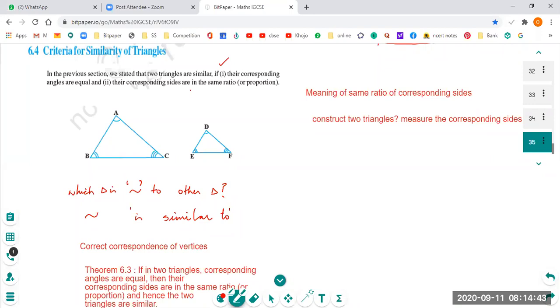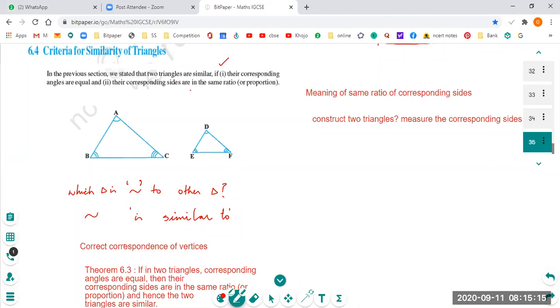It's very important, students, to see the second criteria also. Their corresponding sides are in the same ratio or proportion. What is the meaning of this? Now, what are the corresponding sides? AB and DE are corresponding sides. AC and DF are corresponding sides. BC and EF are also corresponding sides.